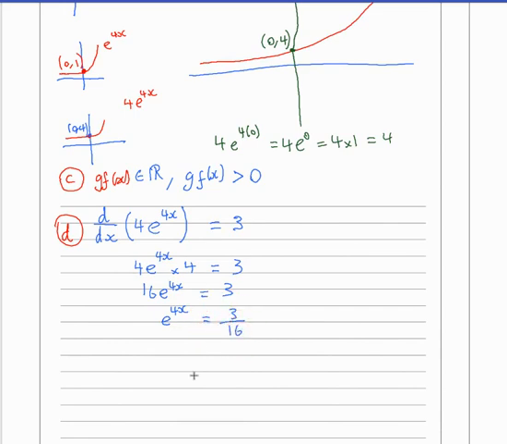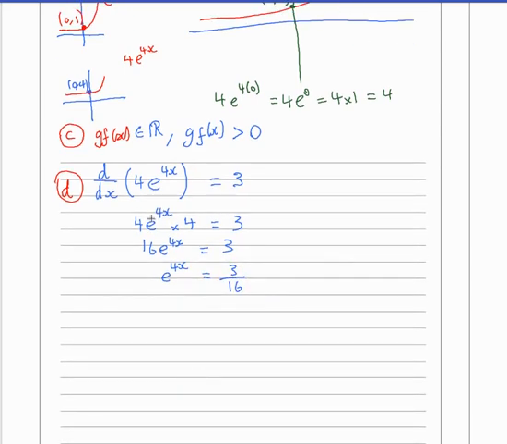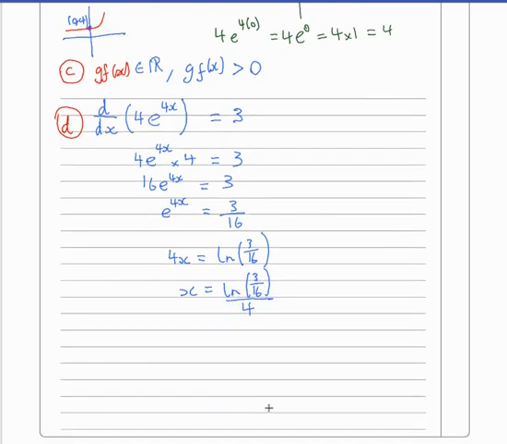Then, dividing by 16, we get e to the power of 4x is equal to 3 over 16. Then, to get the 4x by itself, we take the natural log of both sides. So we have 4x is equal to ln of 3 over 16. Then divide by 4. We get x equals ln of 3 over 16 all over 4. That's our exact answer.